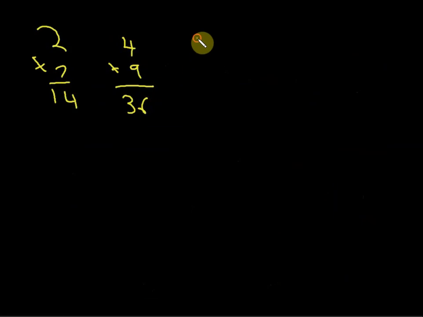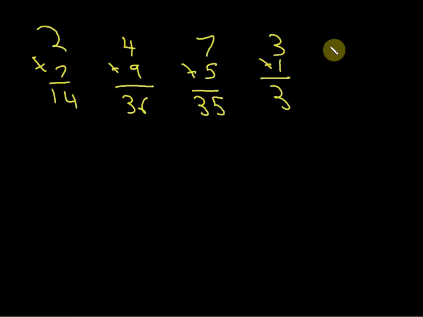If you need to, you can go back to the lessons to refresh your concepts. I'm not sure where we left off, but we'll do 2 times 7, which is 14. 4 times 9, which is 36. 7 times 5, which is 35. 3 times 1, which is 3. 6 times 5 is 30.